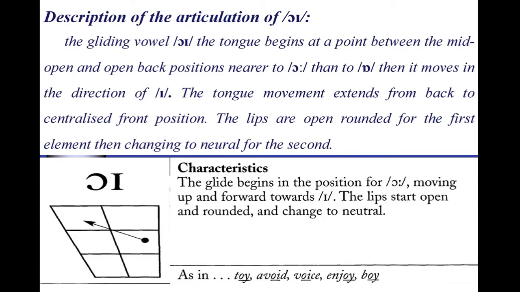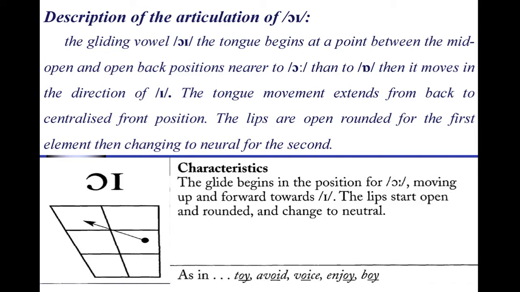Description of the articulation of oi. The gliding vowel oi: the tongue begins at a point between the mid-open and mid-back positions, nearer to long o, then to short o. Then it moves in the direction of e. The tongue movement extends from back to centralized front position. The lips are open rounded for the first element, then change into neutral for the second.